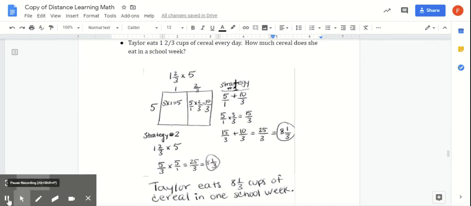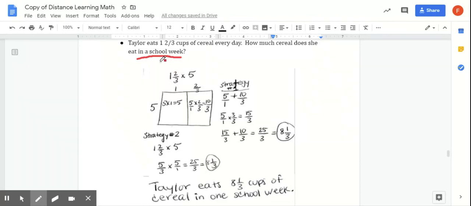Now we're going to scroll up and move on to the next problem. Taylor eats 1 2/3 cups of cereal every day. How much cereal does she eat in a school week? Now, it's really important to realize that we're talking about a school week. How many days do we have in a school week? That's right, 5 days. That's not to get confused with a full week, which is 7 days.